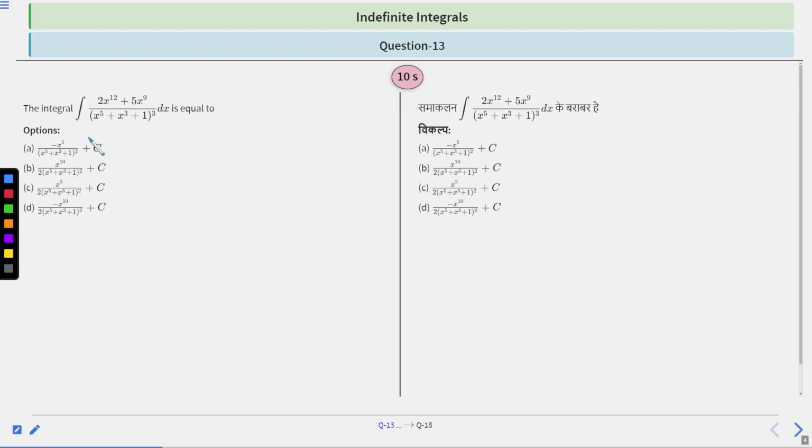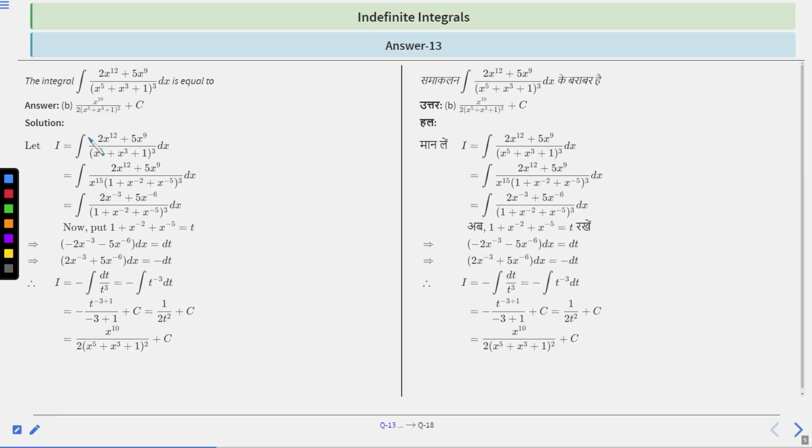Okay, you have 10 seconds to solve this question. After 10 seconds, we will discuss the solution. Okay, let's move to the solution part C.